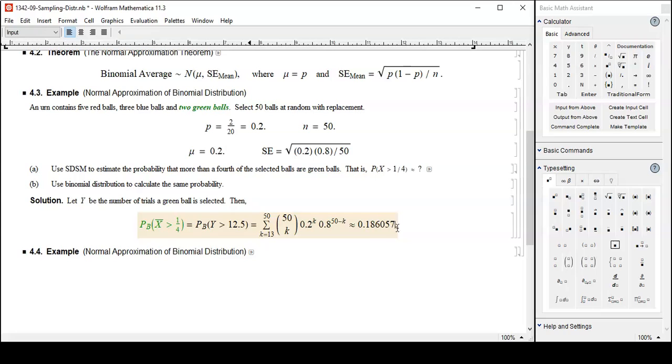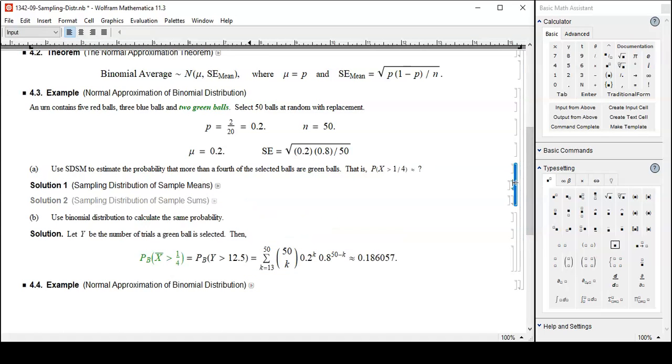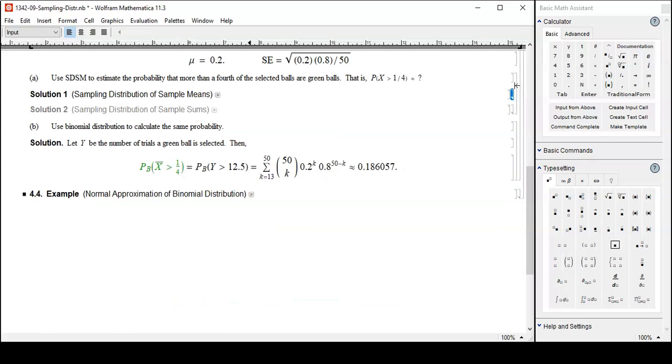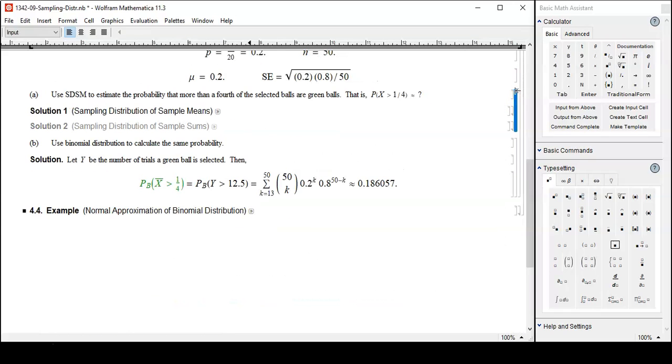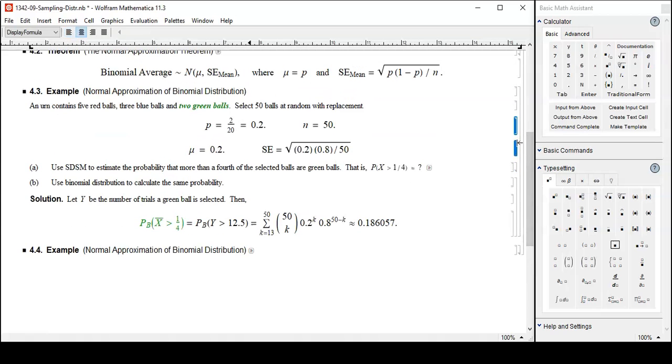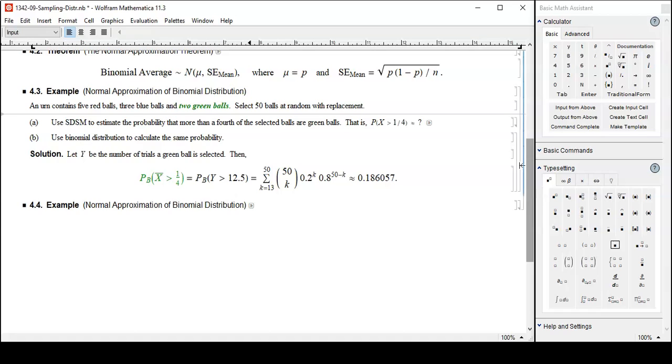So add them all up. If you use a computer algebra system, you're going to get 0.186, and that's pretty good because previously you got 0.188. The real value is 0.186, so the normal approximation did its job. It was pretty good.